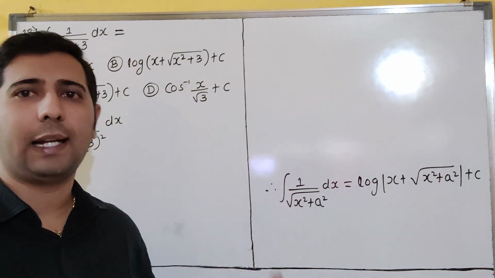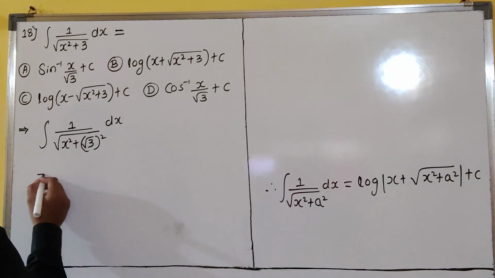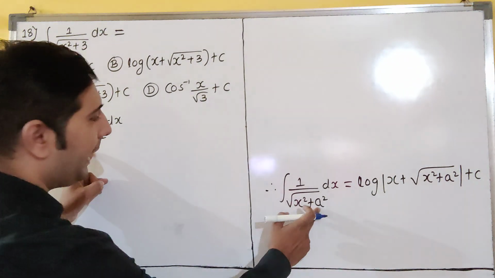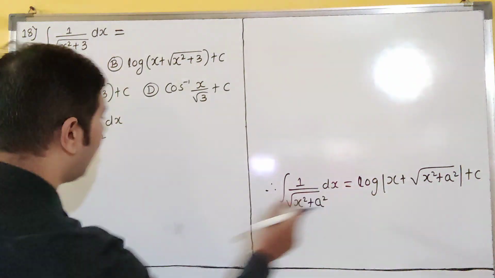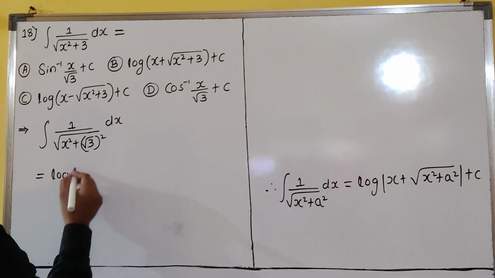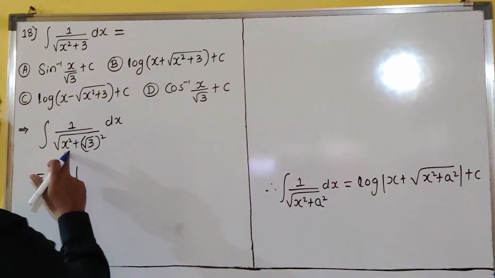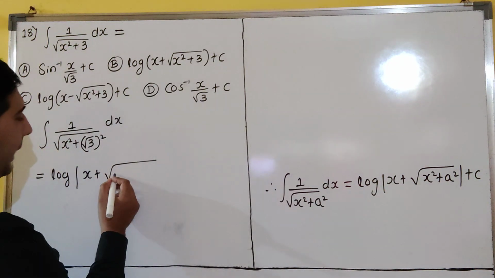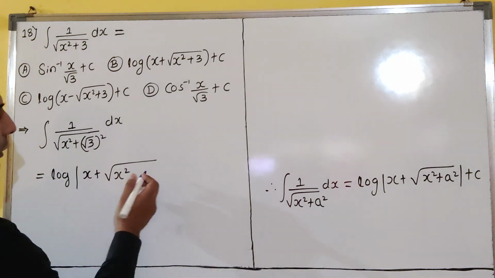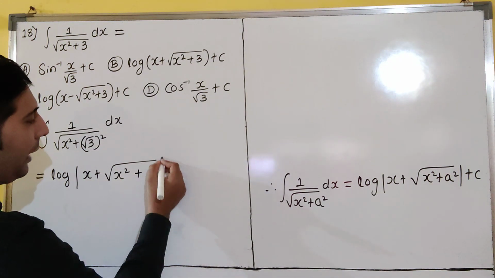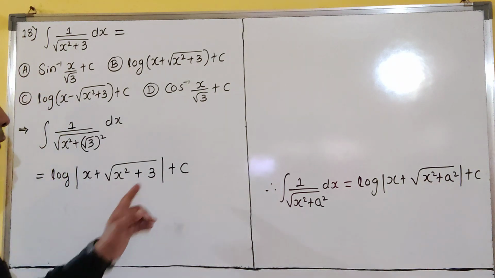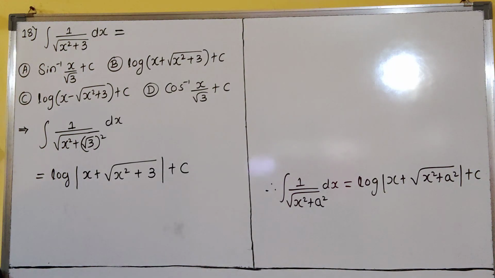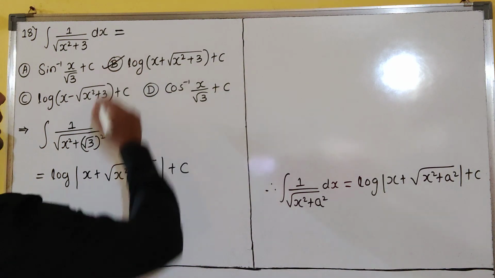See how easily they are given. Now you can substitute the values. Integration of 1 upon square root of x square plus a square. A is nothing but root 3. So apply the formula: log of x, x is only x, no change, plus square root of x square plus a square. A square means root 3 whole square, which is nothing but 3 only, plus c. Square and root get cancelled, 3 only we get. So this is our required answer, that will match with option B, dear students.